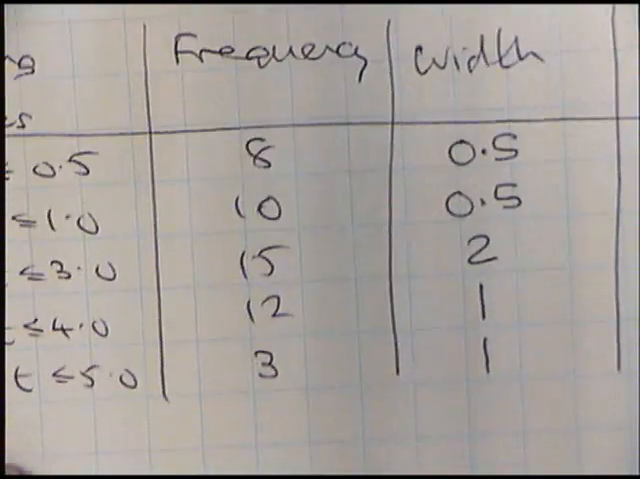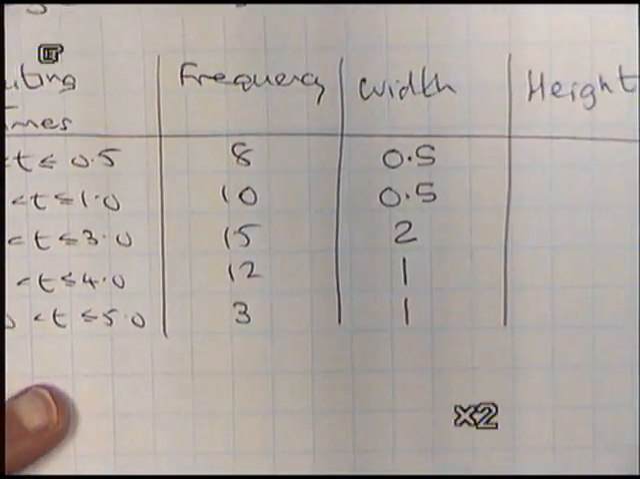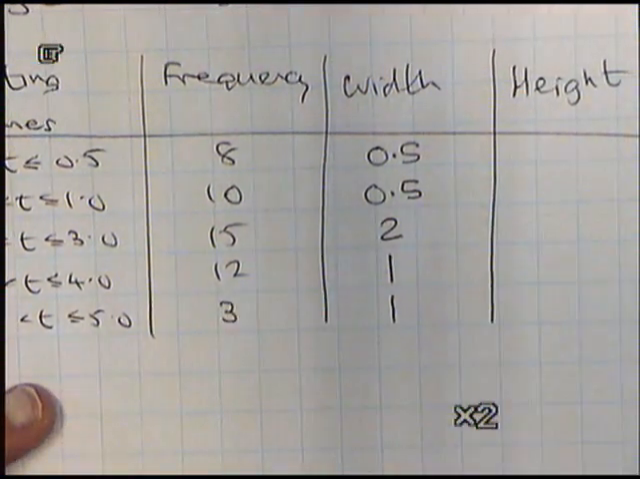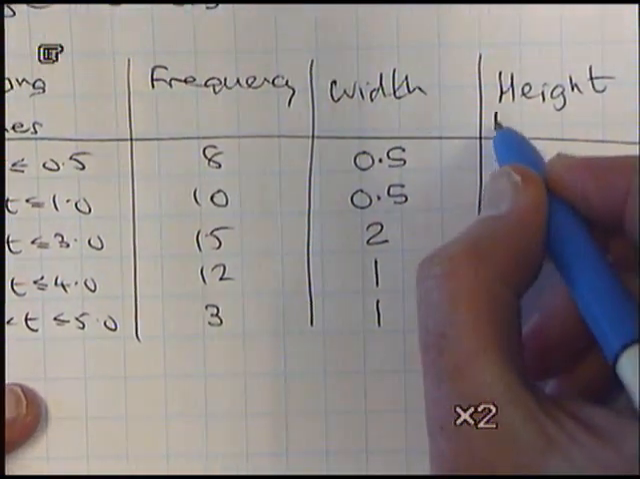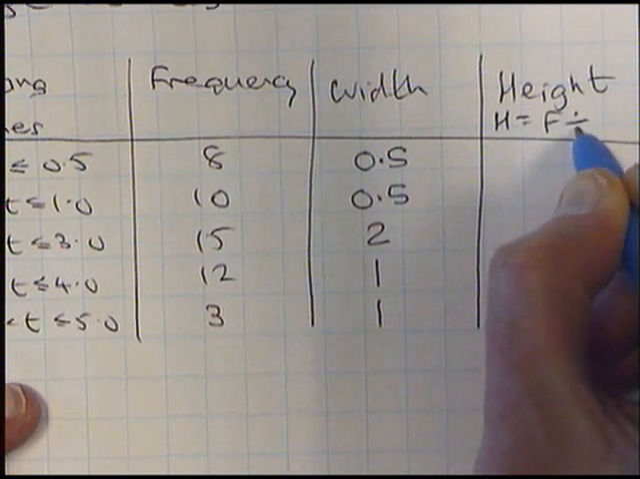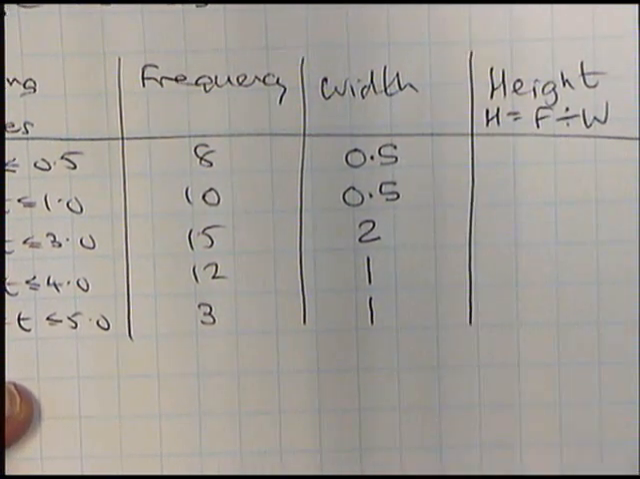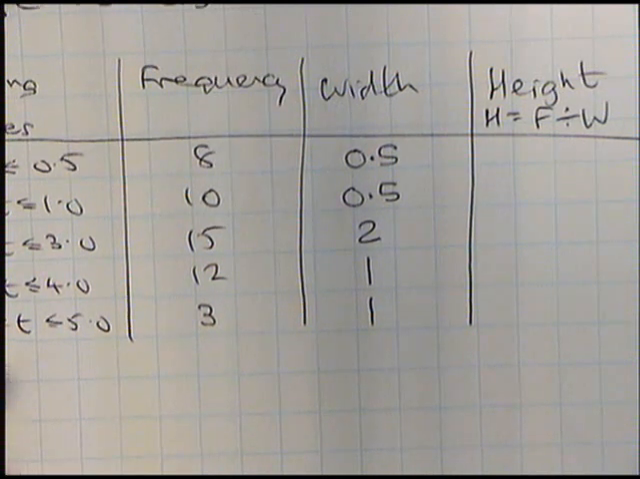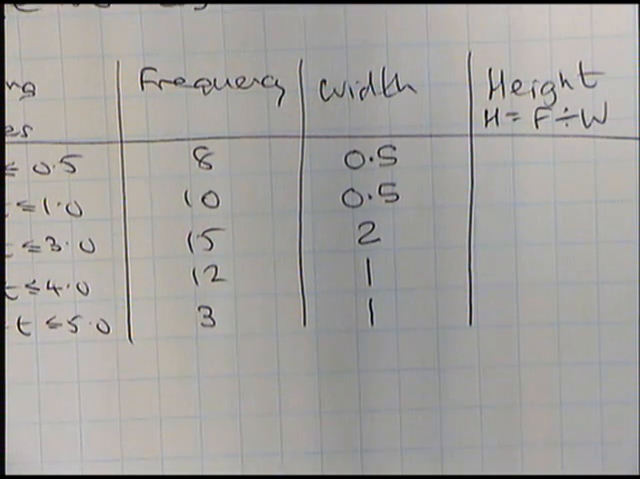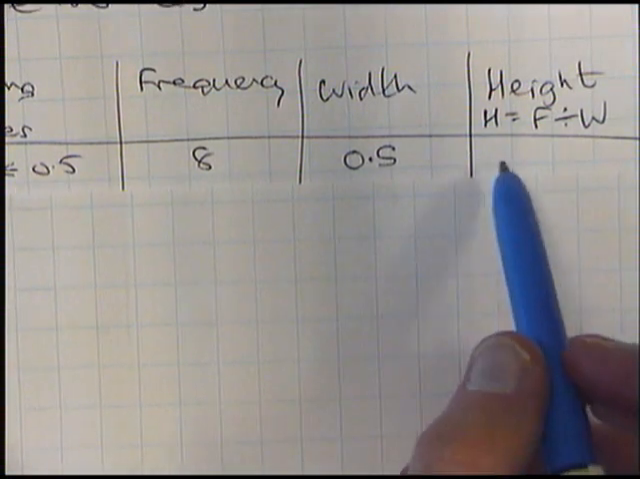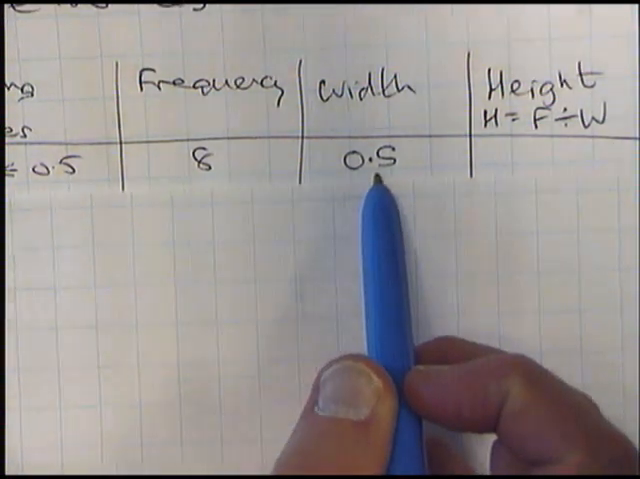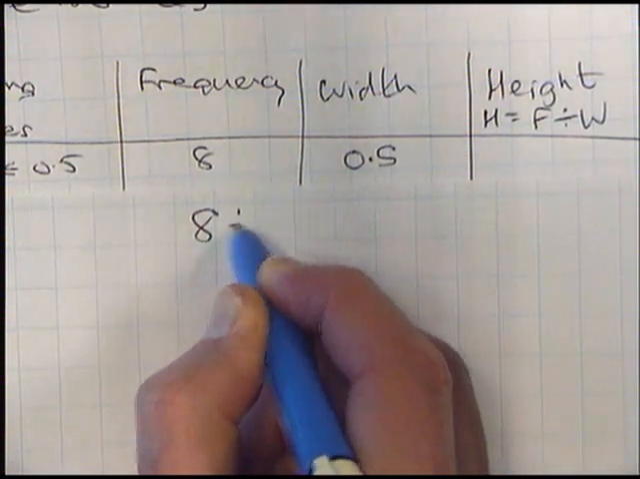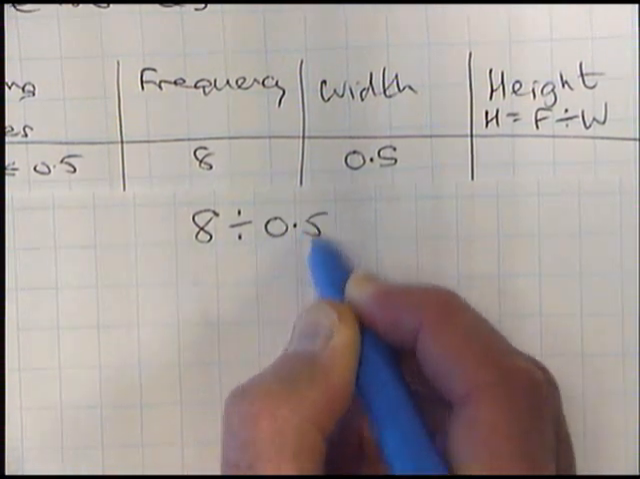So over here, back to our table. We've got our table. We've worked out the width. We've got height over here. And we said a minute ago height equals frequency divided by width. And I'll just write that in there, the h equals f divided by w, if you can do that as well. Now what we need to do here is work out some sums, because I've got to work out on the first line, this line here, the height is the frequency number divided by the width number. So I've got to do 8 divided by 0.5.